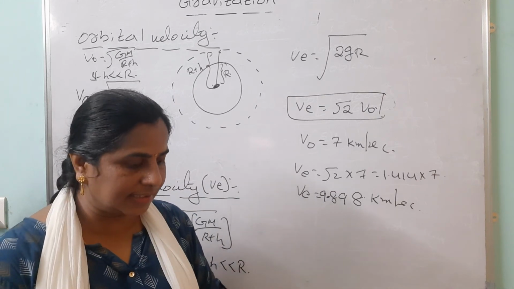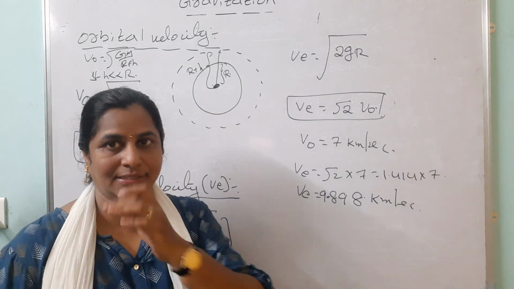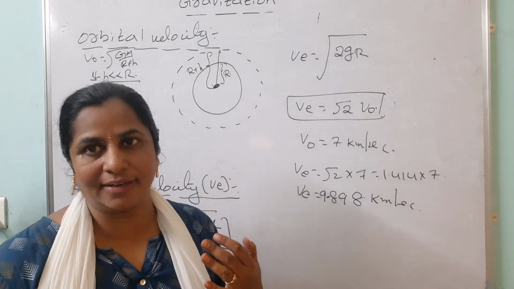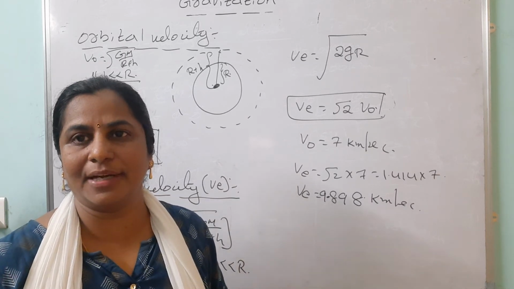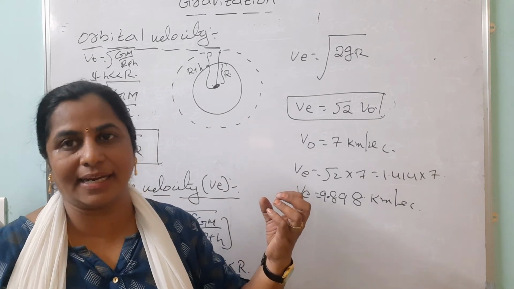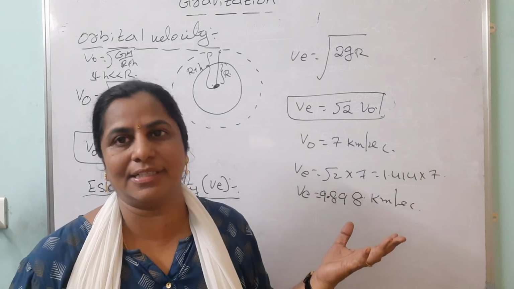Then geostationary satellite. What is a geostationary satellite? You know the time period of the Earth is how much? 24 hours. So it is revolving around itself, and it takes 24 hours. If any satellite's time period is also 24 hours, you can say that it is a geostationary satellite.